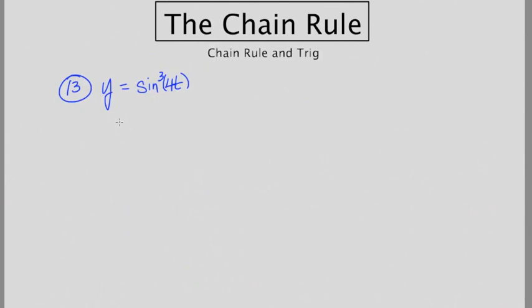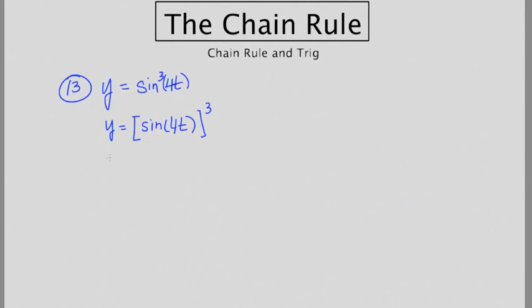Let's take a look. Y equals sine of 4t cubed. The first thing is I don't like the way that this is written. I think it'll be confusing, so I'm going to write it like this. Y equals sine of 4t, all cubed.